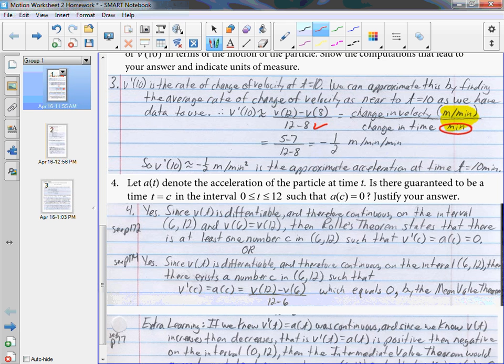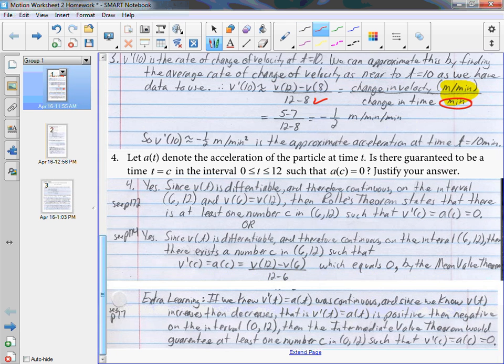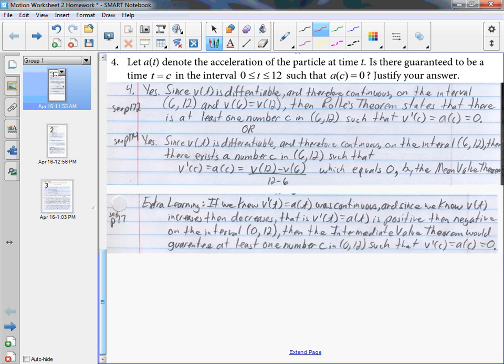All right, about out of time. Number 4. Let a of t denote the acceleration of the particle at time t. Is there guaranteed to be a time t equals c in the interval from 0 to 12 such that the acceleration at that time equals 0? All right, I've answered it 2 different ways. I'll talk fast. You can write at your leisure.